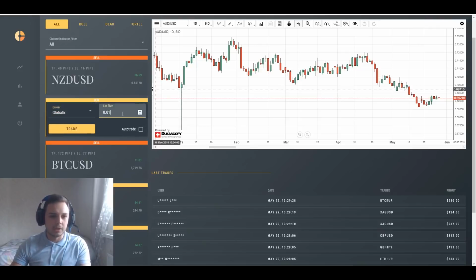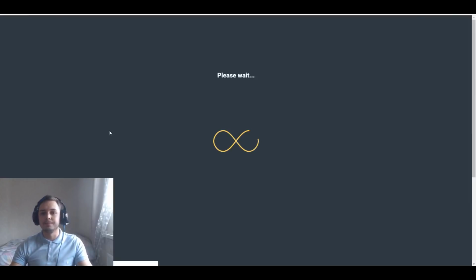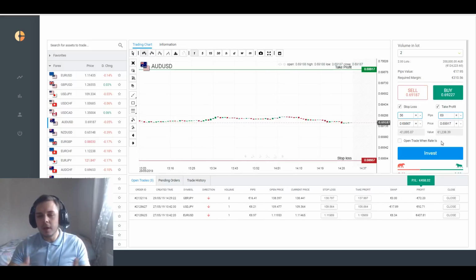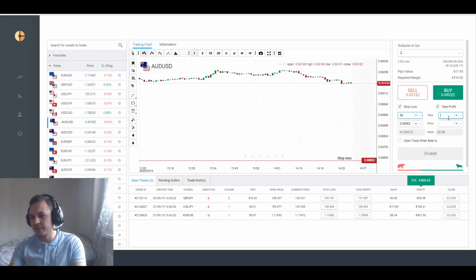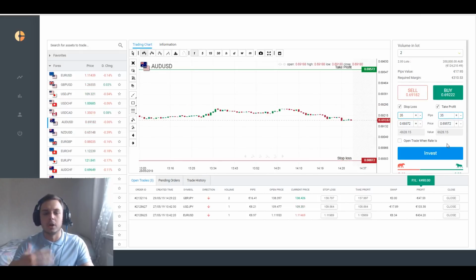So AUD USD, let's go with 2 lot size as well. GlobalX, and click trade. Please wait. So everything's already set up, but I just believe that this 69 pip take profit might be a little bit too much, because the markets haven't been moving the past 3 days. They were kind of stale. So we want to enter this trade quickly, maybe 35 take profit, and 35 stop loss as well. Let's do a 1-to-1 risk ratio and just keep it like that.